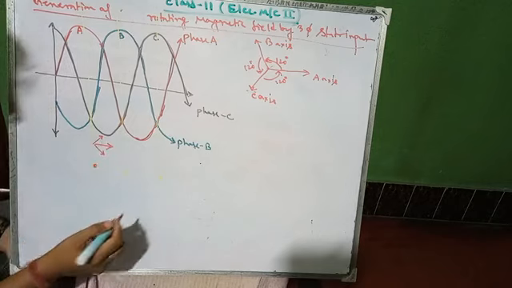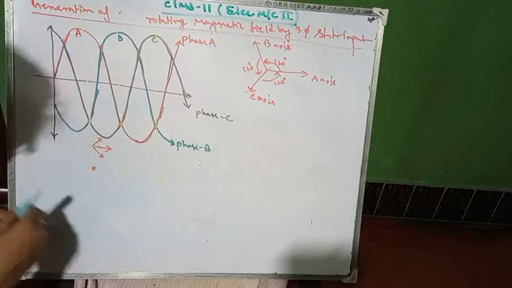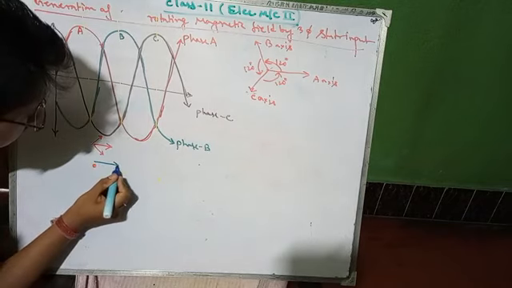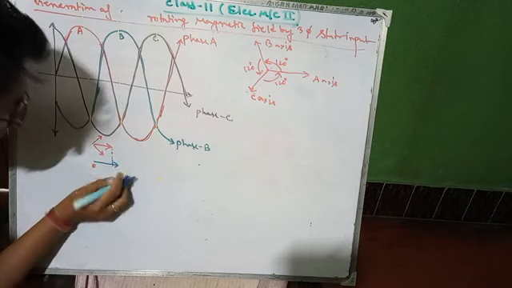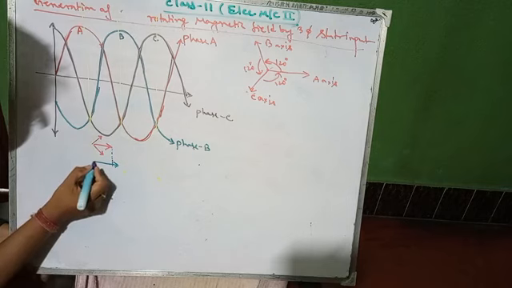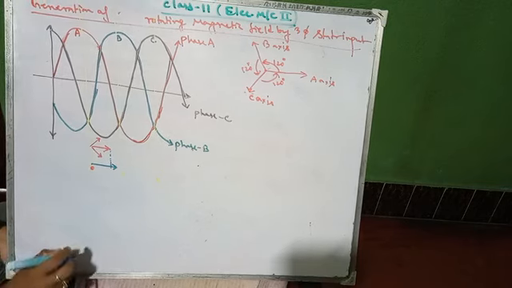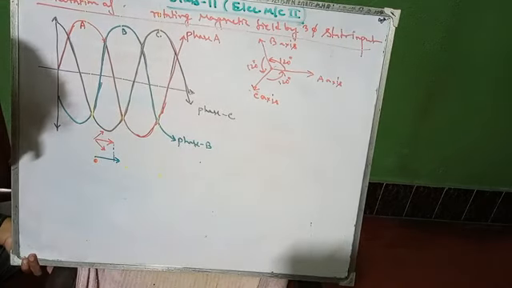If we add them, what happens? The resultant will look like this, with some extra value due to the summation of these two. So at this instant the resultant flux is in this direction.